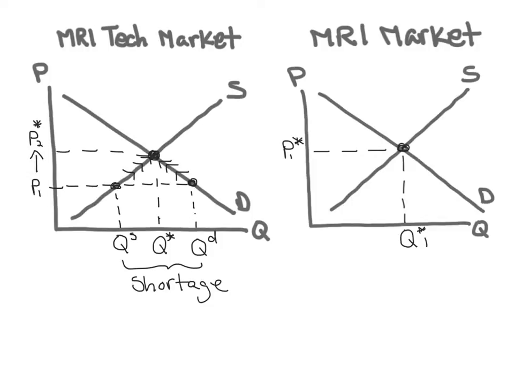Then when the price of an MRI technician, or the wage paid to MRI technicians, increases over in this market, it's going to increase the cost of providing an MRI over in this market. Okay, so again, because the supply curve represents the cost of production, we're going to shift inward or upward our supply curve to represent a higher cost of production. Okay, so there's our new supply curve.